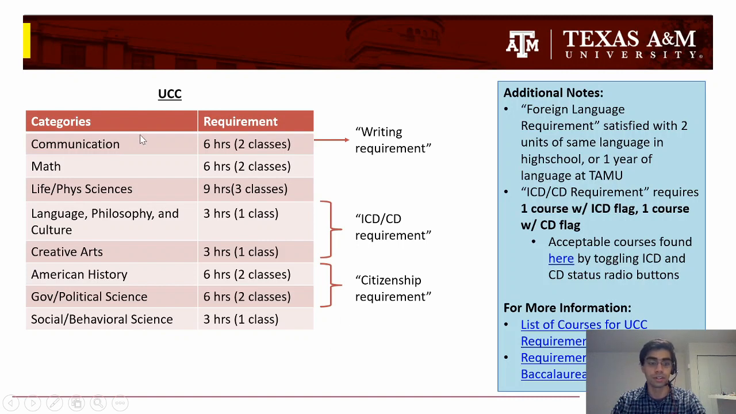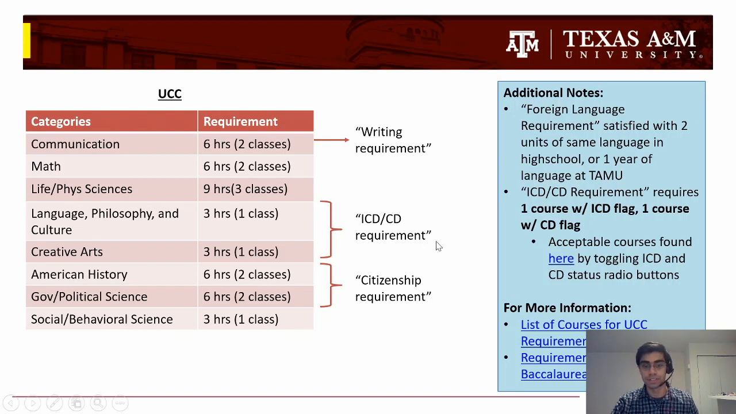So for instance, communication classes, so long as they have a writing flag, will go towards fulfilling a writing requirement, hopefully. And if you are in engineering specifically, you don't need to worry about the two classes, worry about one. You'll take another class way down the road called Engineering 482, which is an ethics class. It's writing intensive. You'll be okay.